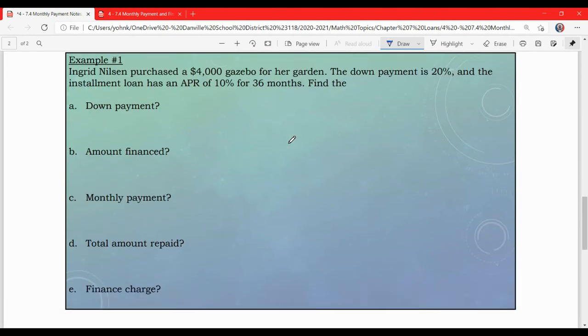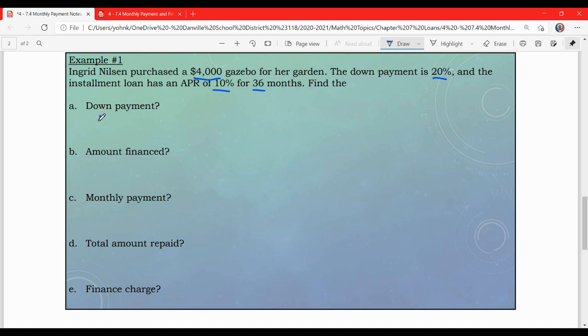So example number 1: Ingrid Nielsen purchased a $4,000 gazebo for her garden. The down payment is 20%, and the installment loan has an APR of 10% for 36 months. Find the down payment. Okay, so this is a review question from 7.3.